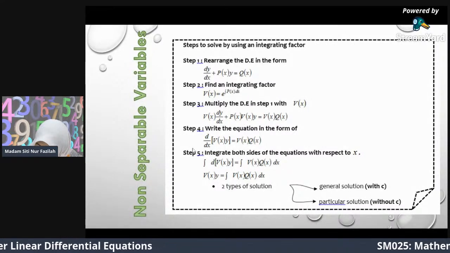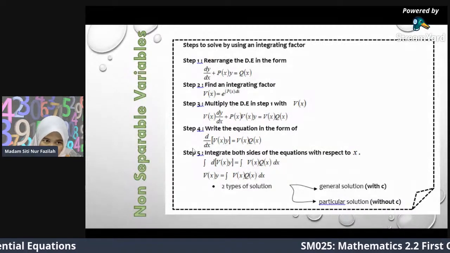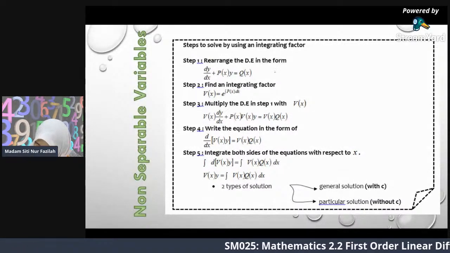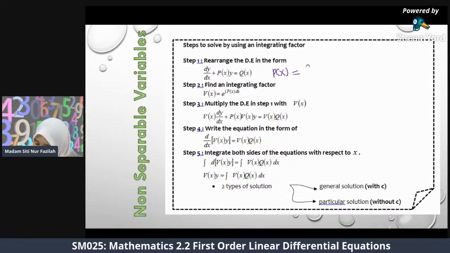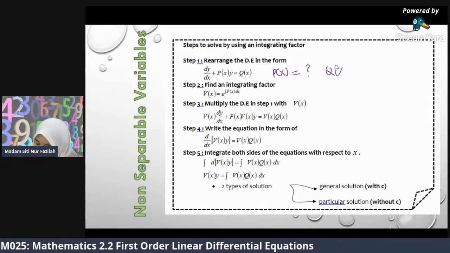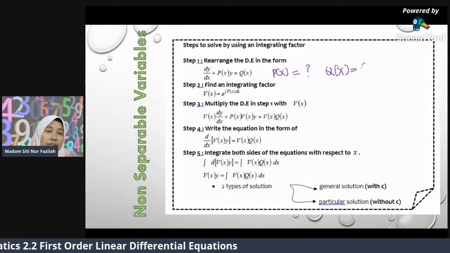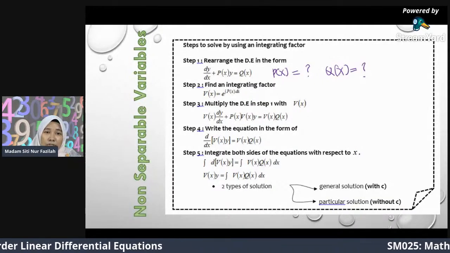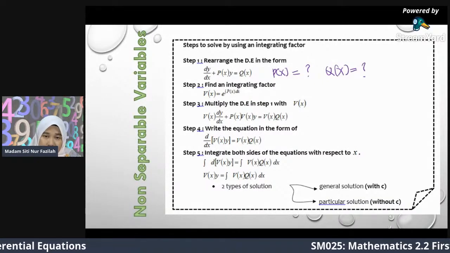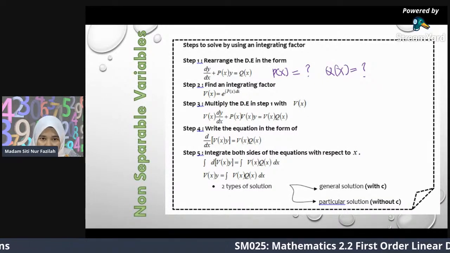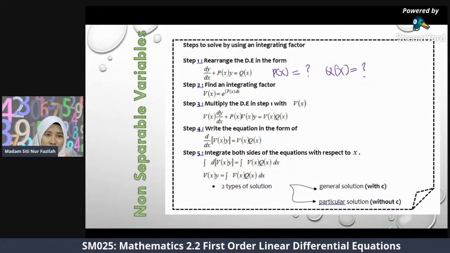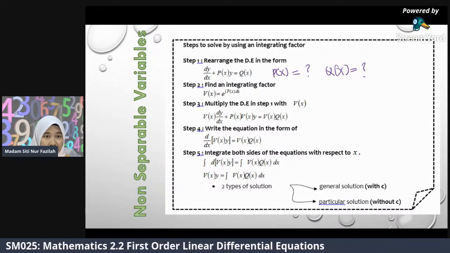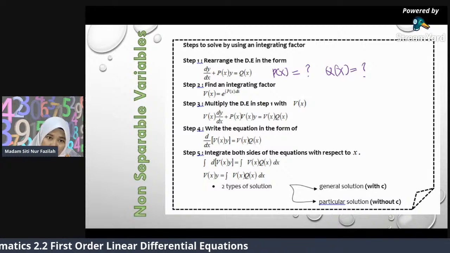For step one, we also need to carry out P(x). What is the function P(x) and the function Q(x)? We need to list down the function P(x) and function Q(x) by comparing with the standard form. That's for step one.